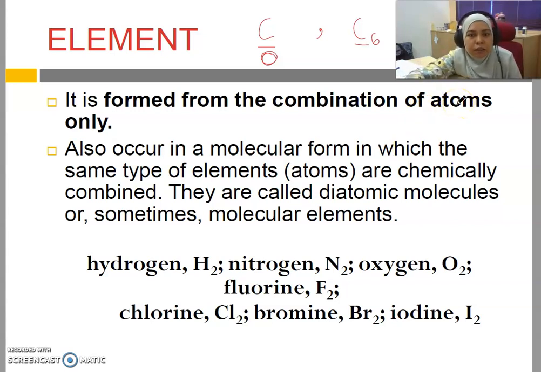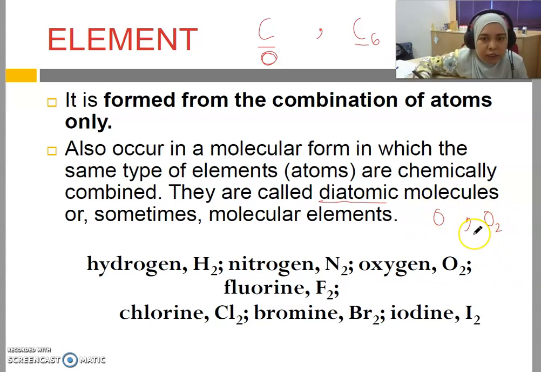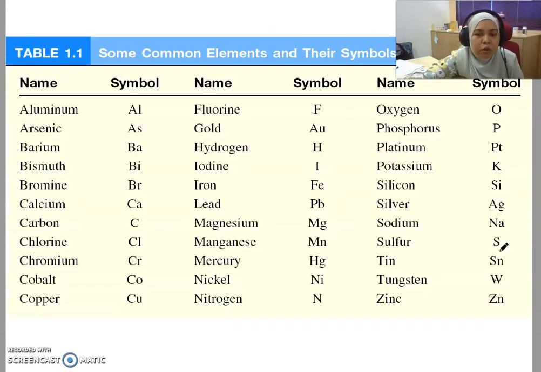Alright. So, element can be atom ataupun molecule. Okay. Kalau dia ada dalam bentuk dua, kita panggil dia diatomic molecule. Contoh diatomic molecule adalah dalam gas. Oksigen dan juga O2. This is element oksigen. Consists of atom oksigen or molecule oksigen. Diatomic molecule. Alright. Okay, these are some common element and their symbol.